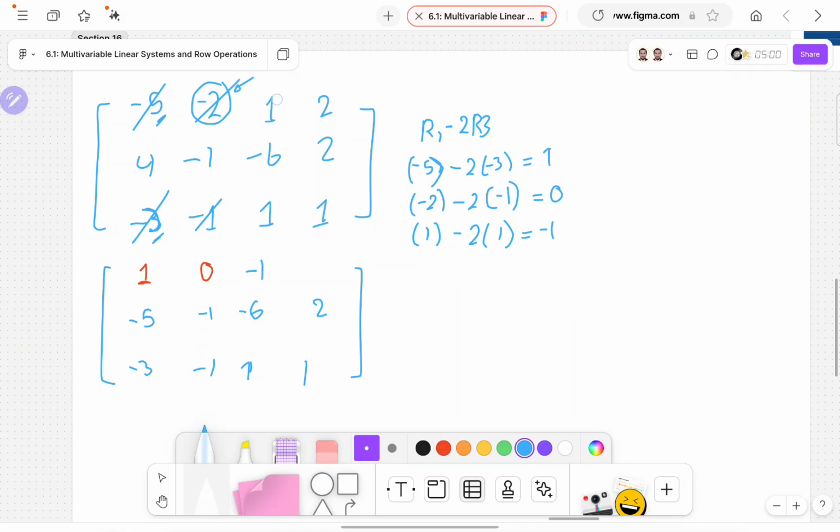Then after that, row 1, it's 2 minus 2 times row 3, which is equal to 1. So the answer here is equal to 0. So this answer here is 0. Let me write in the red color. So now we solved the first row. Look here, we made this value here equal to 1 by solving row 1 with row 3, by making this value equal to 0.